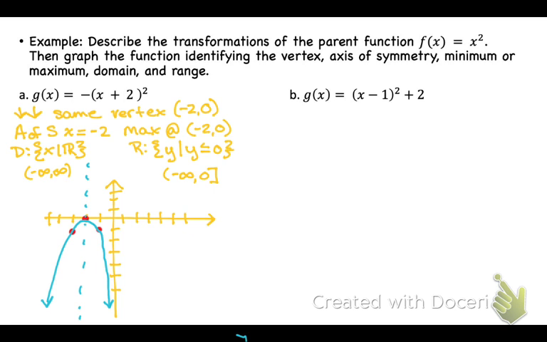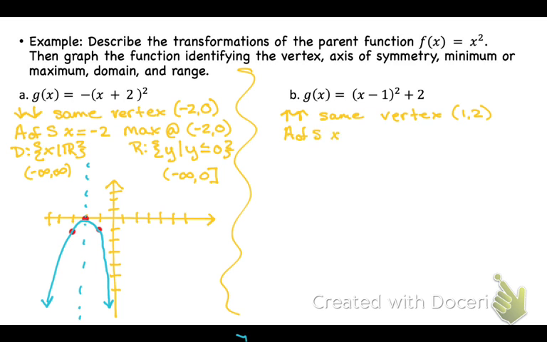Okay, so the next one, g of x equals (x minus 1) squared plus 2. Same thing. I want every single thing acknowledged. Up or down? How do you know? Because there's no negative. Wider or narrower or the same? Same. How do you know? Because what's in front of that? A 1. Where's the vertex? 1, 2.